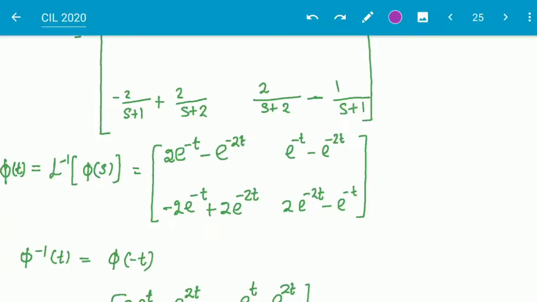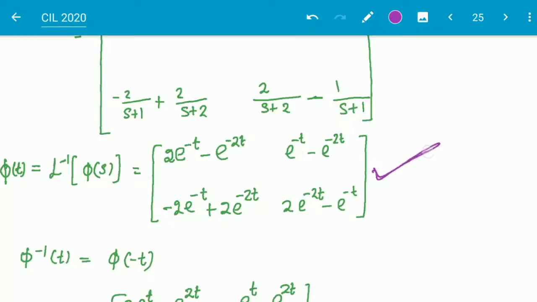And Laplace inverse of this one is 2e to the power minus t minus e to the power minus 2t, and here this term is minus e to the power minus t plus 2e to the power minus 2t, and the last term is 2e to the power minus 2t minus e to the power minus t, and this is the phi(t).